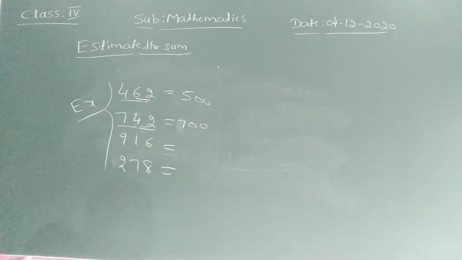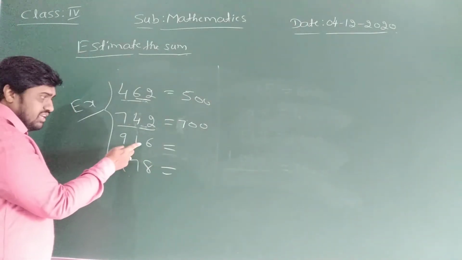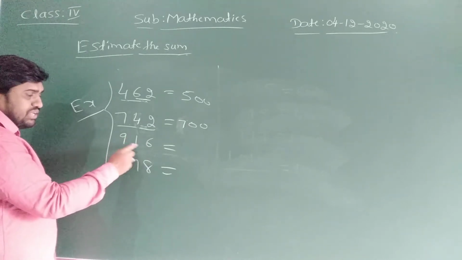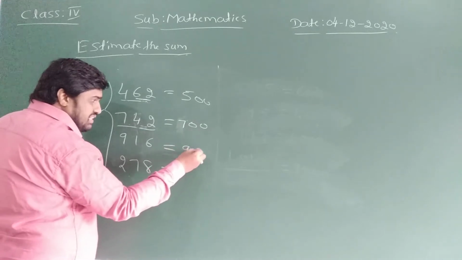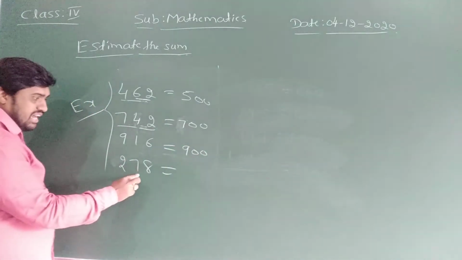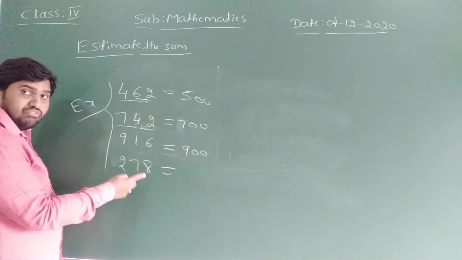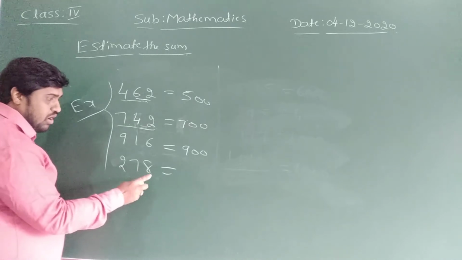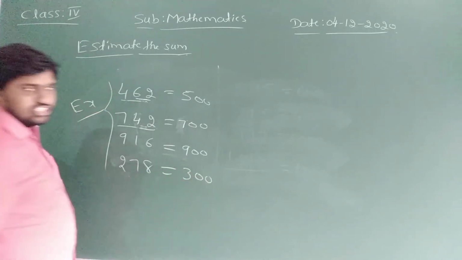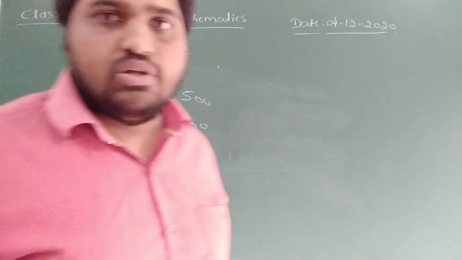Okay, see children, 916 is less than 950. Therefore, how to estimate? We have to estimate this as 900. Similarly, 278 is more than 250. Therefore, we have to round off, or estimate this, as 300. Is it clear? Have you understood?